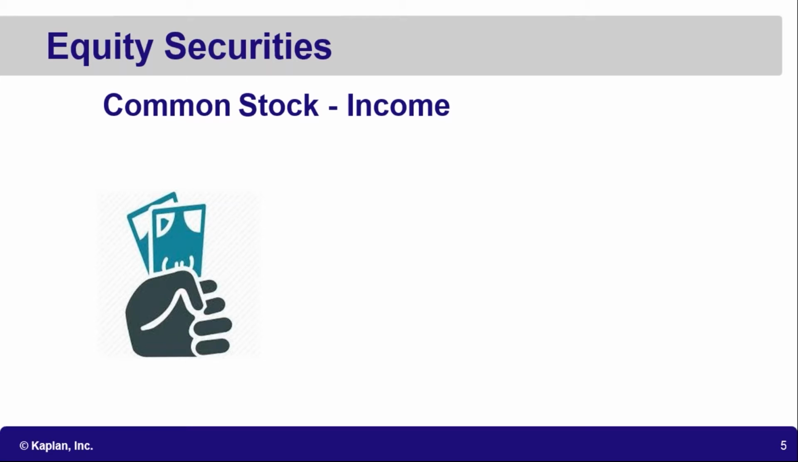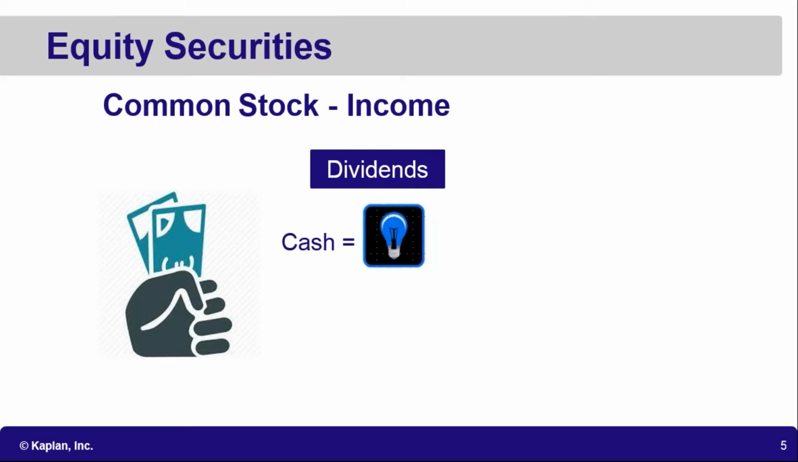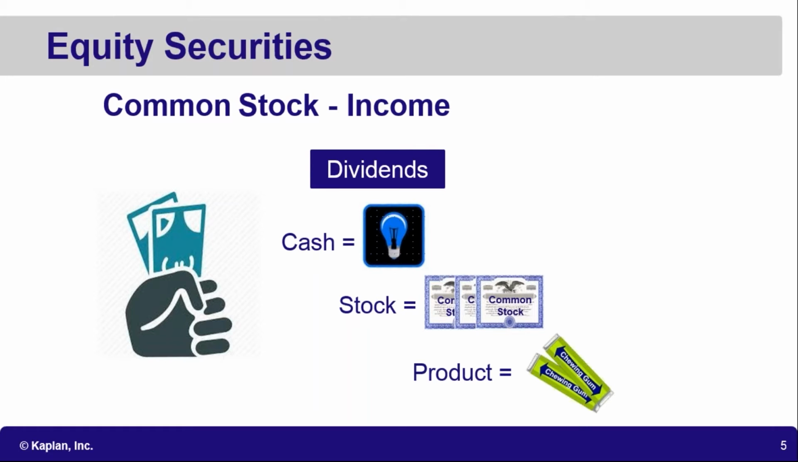Now, they can pay you a cash dividend, where they literally pay you in cash, in dollars and cents. They could also do a stock dividend, where they give you extra stock instead of cash. And theoretically, they could also give you what's called a product dividend. It's pretty rare these days, but it might be a situation where they give you some of the product that they manufacture as a dividend.